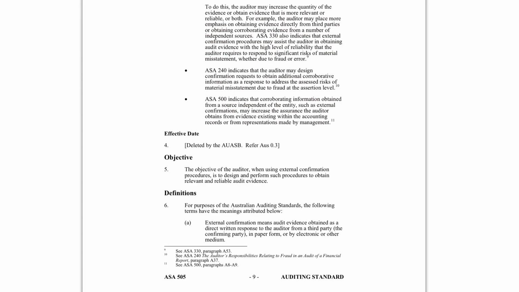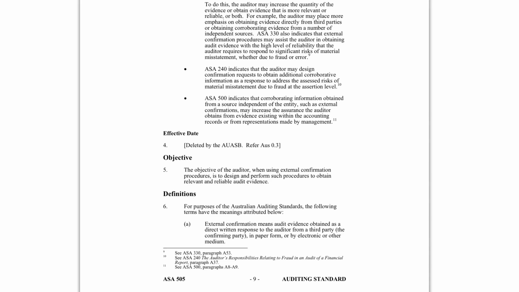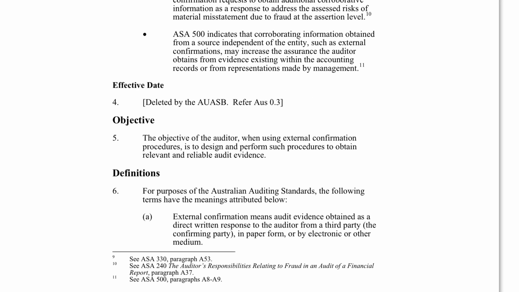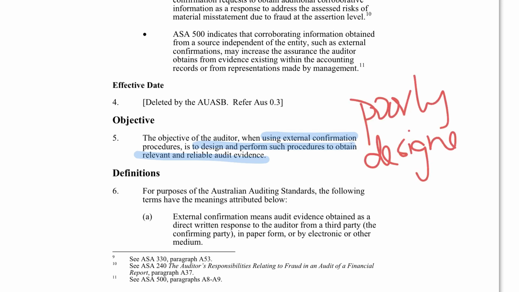So let's look ahead to some definitions. All right, and the objective is pretty straightforward. When I use a confirmation, I want to make sure that I design it in a way that I get relevant and reliable evidence, because it is possible to use a poorly designed confirmation, and that might not give us evidence that is actually going to tell us what we need.